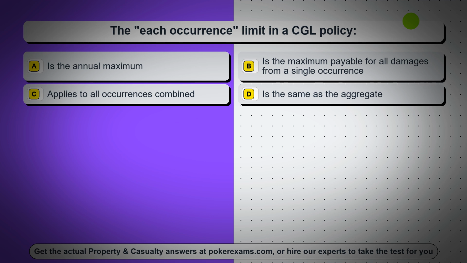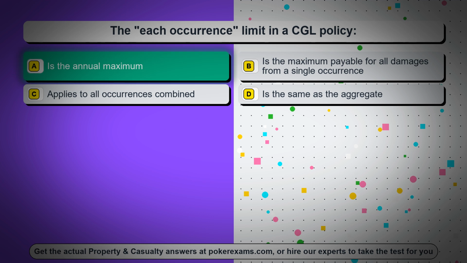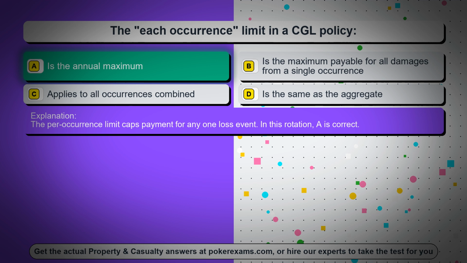Option A, is the annual maximum. Option B, is the maximum payable for all damages from a single occurrence. Option C, applies to all occurrences combined. Option D, is the same as the aggregate. The correct answer is option A, is the annual maximum. The per occurrence limit caps payment for any one loss event. In this rotation, A is correct.